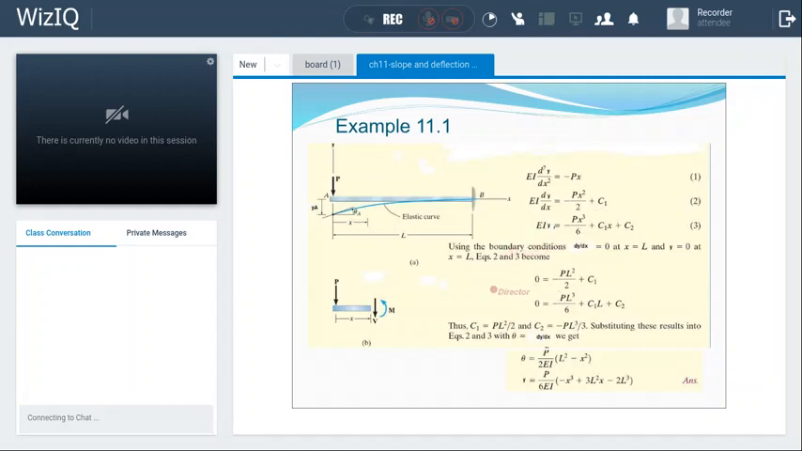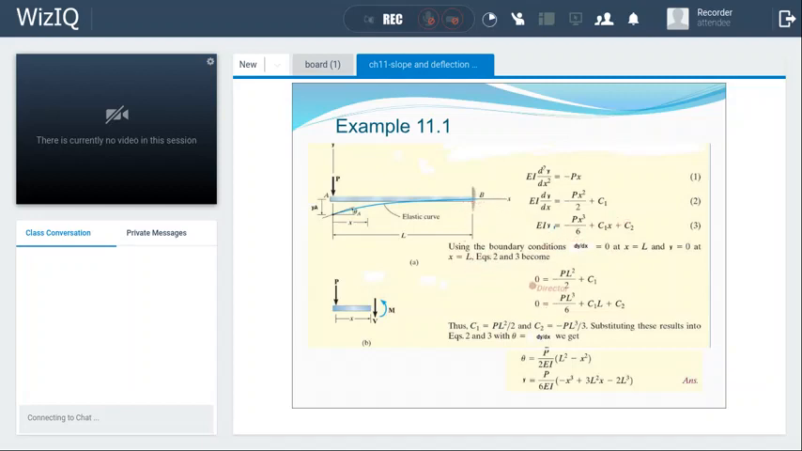The boundary conditions depend upon the values of slope and deflection at some known points. As we discussed earlier, at the fixed support, both slope and deflection will be 0. It will not allow the beam to rotate or displace about this point B. So we can say that slope is equal to 0 at x is equal to L, and deflection is also equal to 0 at x is equal to L.